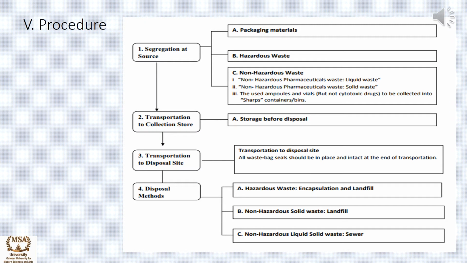This is an outline for the steps involved in the process of disposal. First is the segregation at the source into packaging materials, hazardous and non-hazardous wastes. Second is the transportation to the collection store, followed by the transportation to the site of disposal. And the final step is when disposal is carried out.